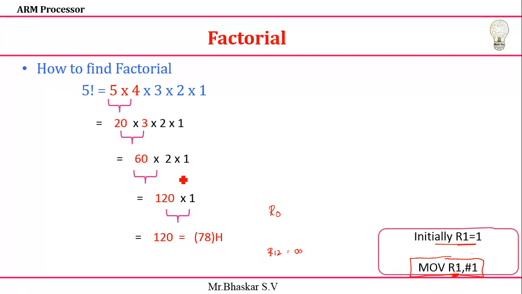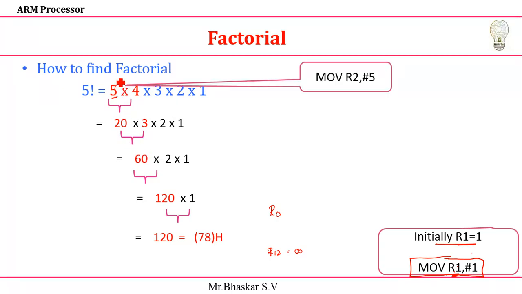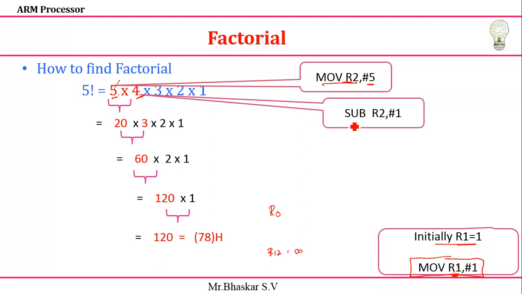Next, I'm going to take R2, one of the registers. The first value, 5, I need to store in the R2 register. So how do I use the instruction? Just MOV R2, #5. Next, I want the following value. Every time it is subtracted by 1, so in order to do this I'm going to use the instruction SUB R2, #1. R2 is 5, and 5 minus 1 means definitely I'll get the second value, 4.